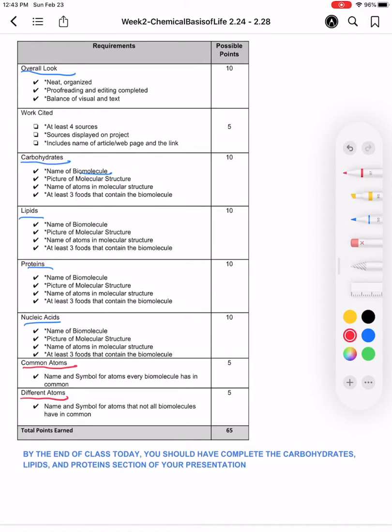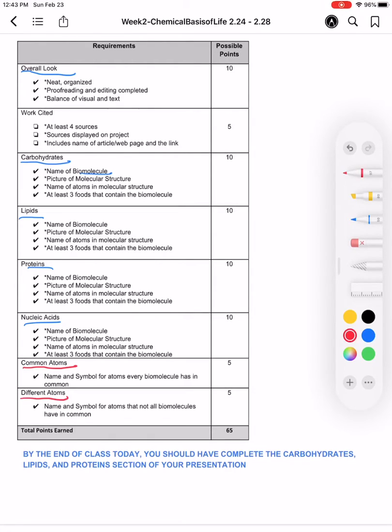Finally, you are going to include the common atoms and the different atoms. That means what atoms do all of the biomolecules have in common, and then what atoms are different. So you can include, well, proteins have this type of atom, but carbs and lipids don't. Or nucleic acids have this atom, but carbs, lipids, and proteins don't have this atom. So that's what that last slide is.